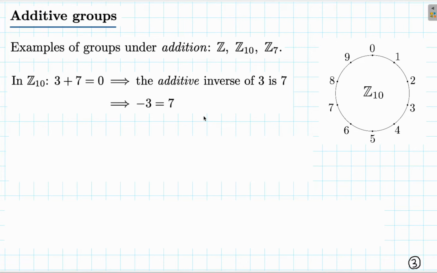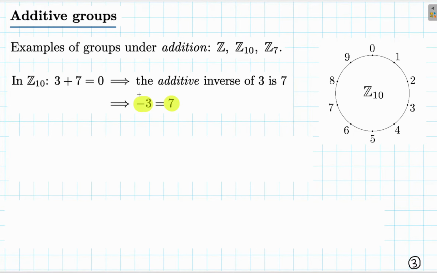Now, more specifically, we can say that the additive inverse of 3 is equal to 7. And symbolically, we can write the additive inverse of 3 is equal to 7. So that's what this equation is telling us. Now, I'd just like to highlight that this is very much consistent with the Z10 clock calculation that we've done before.